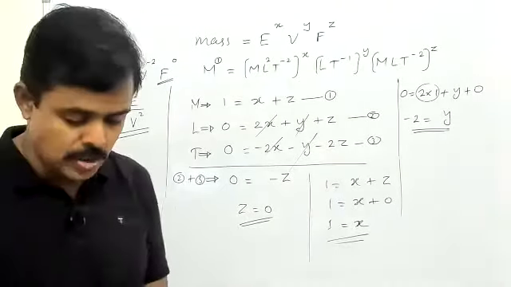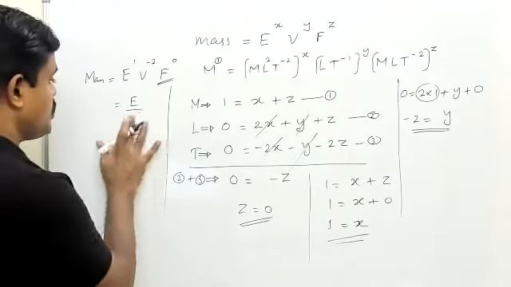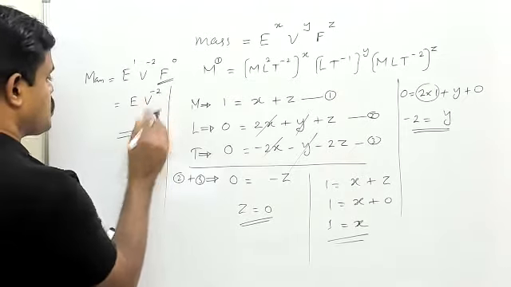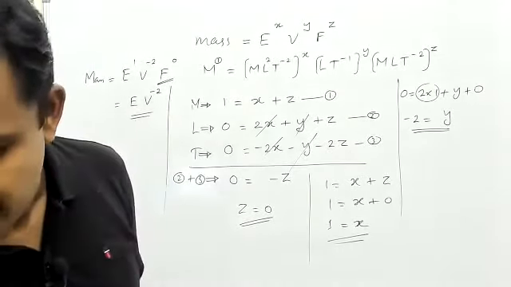The answer is EV raised to minus 2, or option B. EV raised to minus 2. Option B is correct. Did you understand? I'm asking everyone, tell me please.